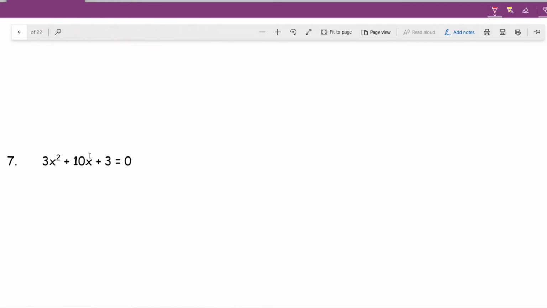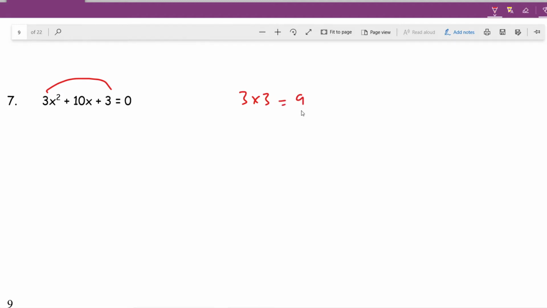Okay, let's scroll down here. Now this is a slightly more difficult quadratic to factorize, but we're going to stick to our method, what we've done before. So first thing first is to multiply the numbers together, which is 3 times 3, which gives me 9. Then I'm going to break up 9 into some numbers which will times together to give me 9 and add together to give me 10, so that has to be 1 times 9.